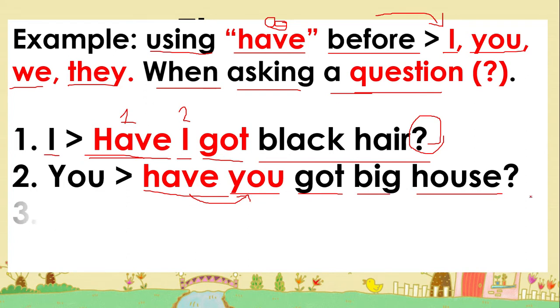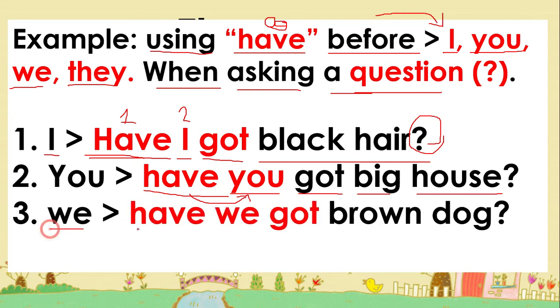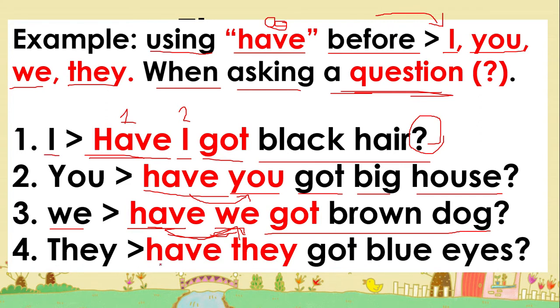Okay. Next, number 3. Have we got brown dog? Okay, I'm making a question, so I need to write the word have first before we, okay? Number 4, they. Have they got blue eyes? Okay, so I'm asking a question again, so you're going to write have before the word they. Have they got blue eyes? Okay, so remember, have is for I.